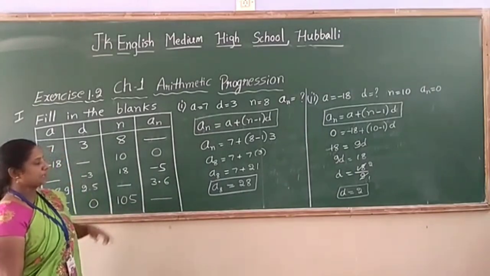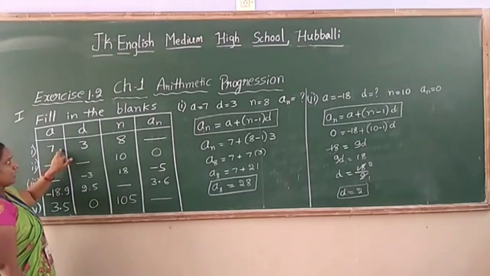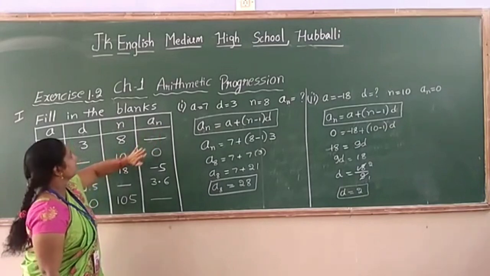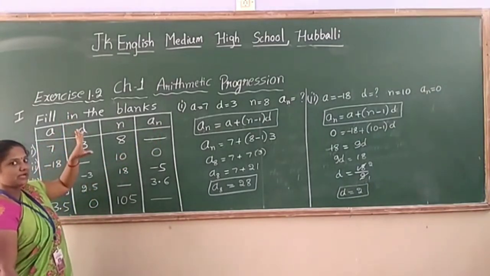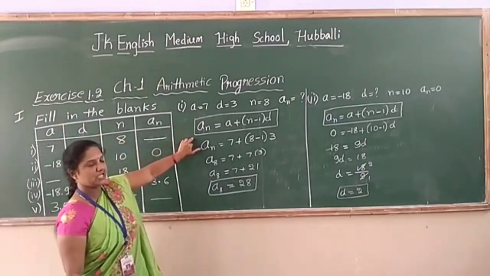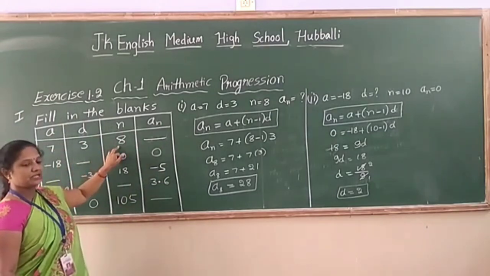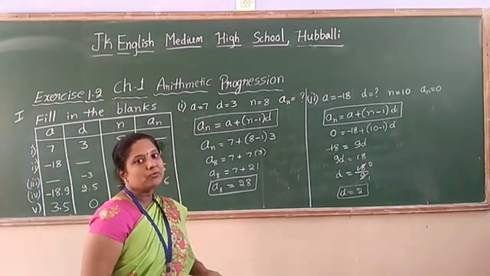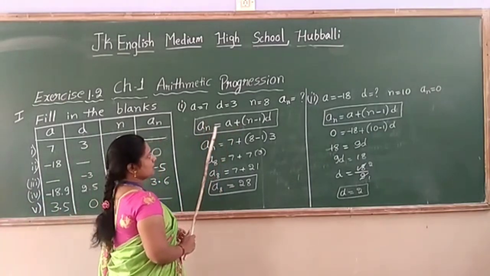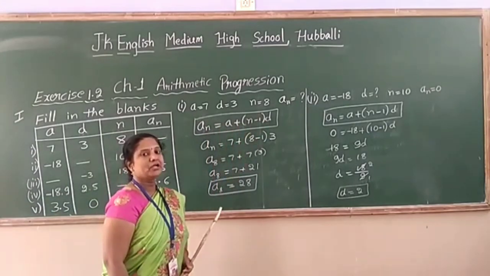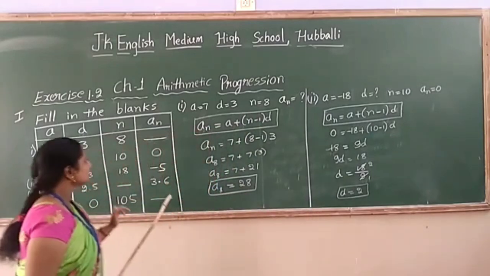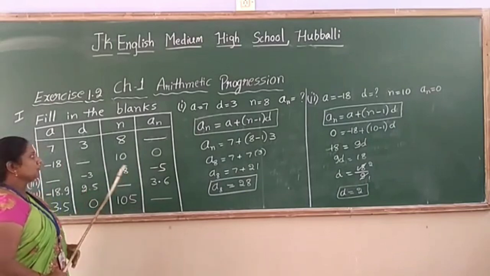When they give you the a value, d value, and n value, we have to find the nth term of the AP. Here the heading they have given us is fill in the blanks. Out of the 4 values in the nth term of an AP, they gave 3 values for us. First, you should know the formula of the nth term. Observe the nth term formula. In this, there are 4 variables. Out of 4 variables, if they give you the values of 3, you can find the other one which we don't know.